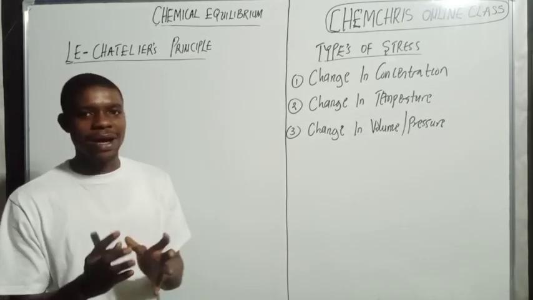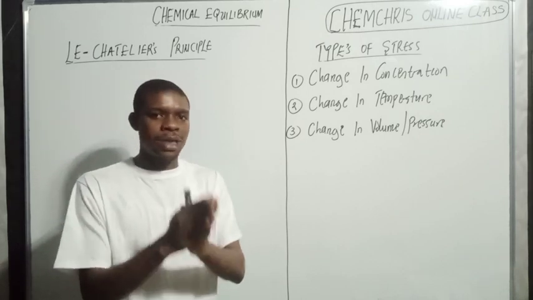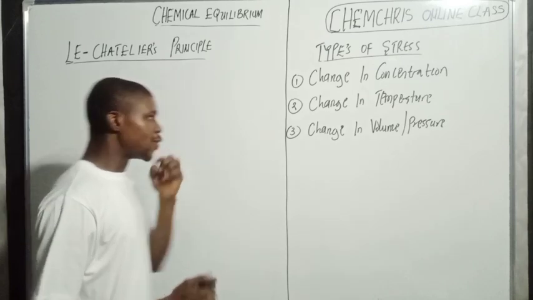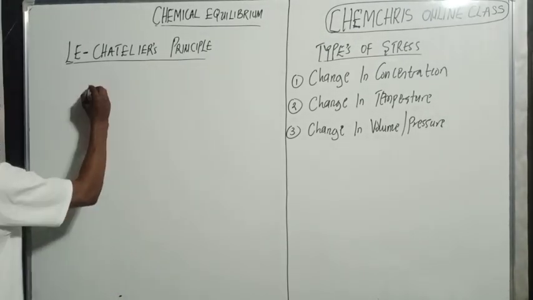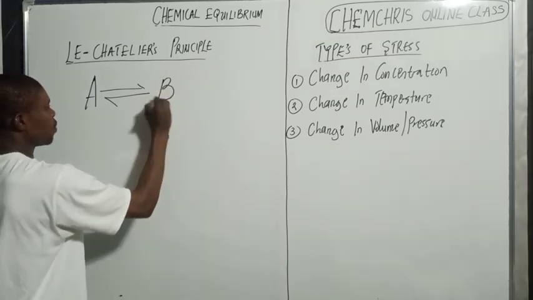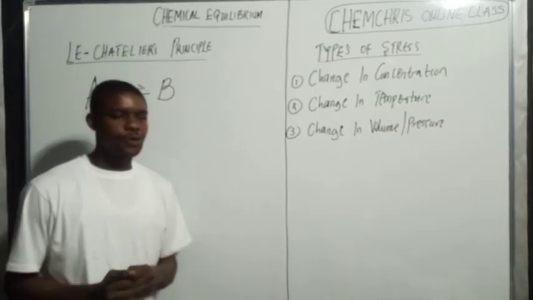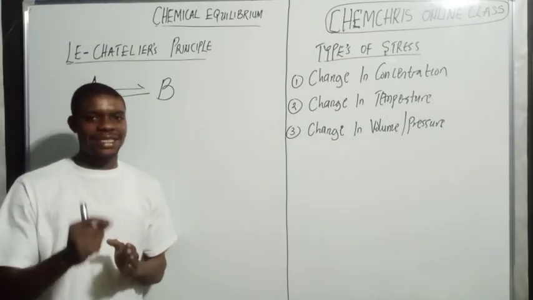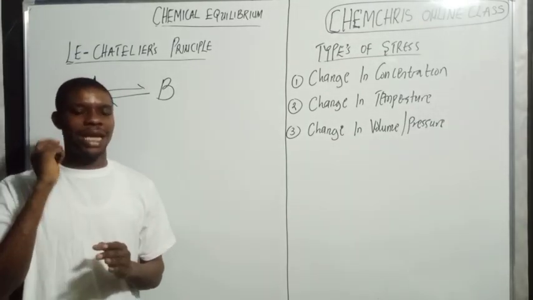So we are talking about chemical equilibrium, an equilibrium system. So the question will be, what is an equilibrium system? An equilibrium system occurs in a reversible reaction. You understand? When a reaction is reversible, there's every tendency that the reaction reaches equilibrium.